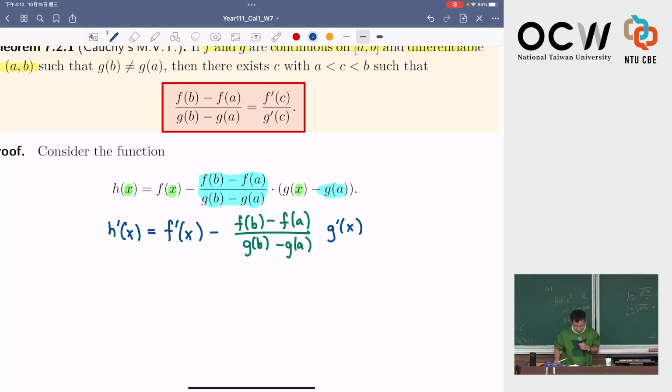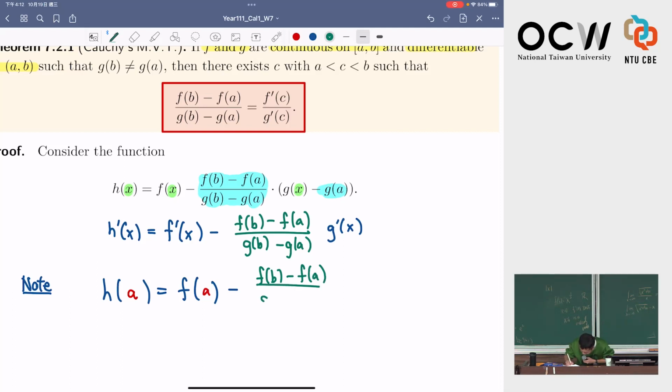What is so special about this function? So note, this function is special in the following way. If you put a here, h of a, then of course you get f of a minus this horrible number, fb minus f of a, and then gb minus g of a. But then if you put x equal a, the last bracket becomes 0. So this is really just f of a.